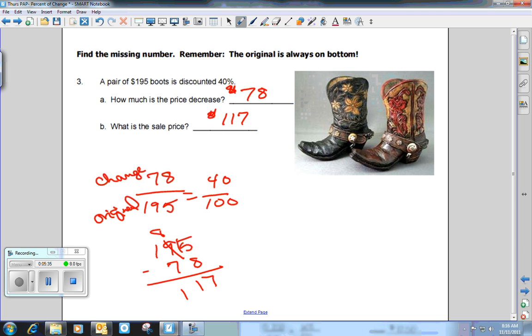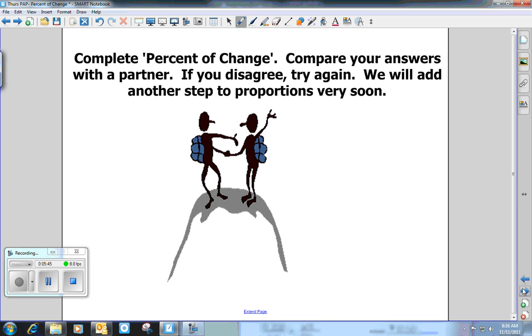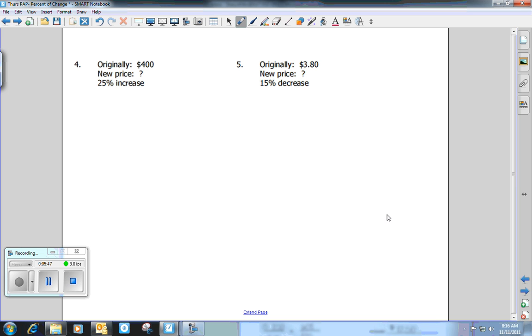Okay, make sure you're putting your change over original and percent over 100. Okay, let's see what we got here. We've got two more. I want you to try these on your own, and we will go over these in class.